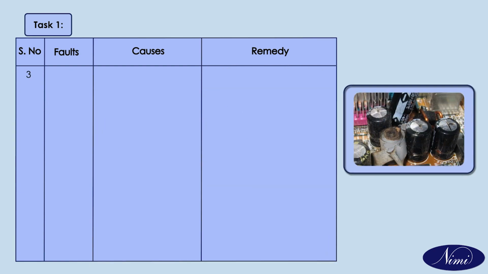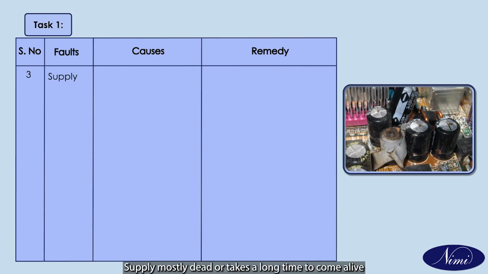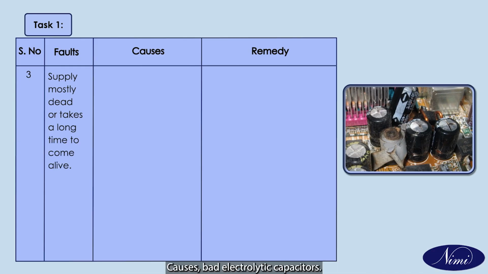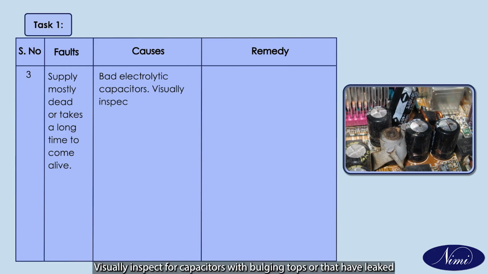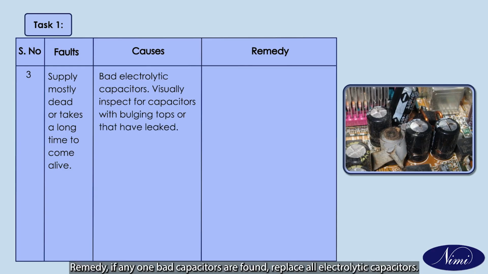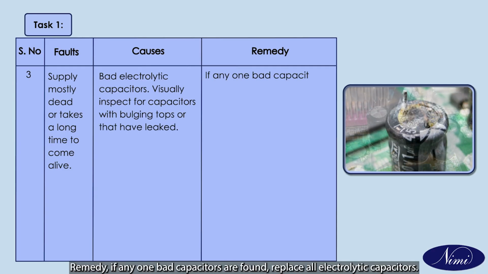Serial number 3. Fault: supply mostly dead or takes a long time to come alive. Causes: bad electrolytic capacitors. Visually inspect for capacitors with bulging tops or that have leaked. Remedy: if any bad capacitor is found, replace all electrolytic capacitors.